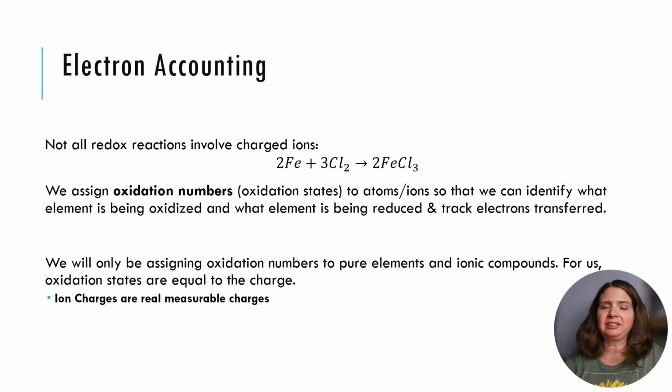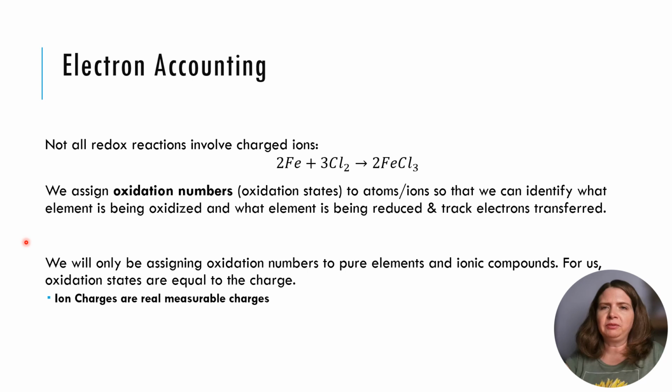In this video, we'll learn how to assign oxidation states. Not all redox reactions involve charged ions. Sometimes we only see neutral compounds in a chemical equation. To help us track which elements are being oxidized or reduced and how many electrons are being transferred, we assign oxidation numbers, also called oxidation states, to all reactants and products.